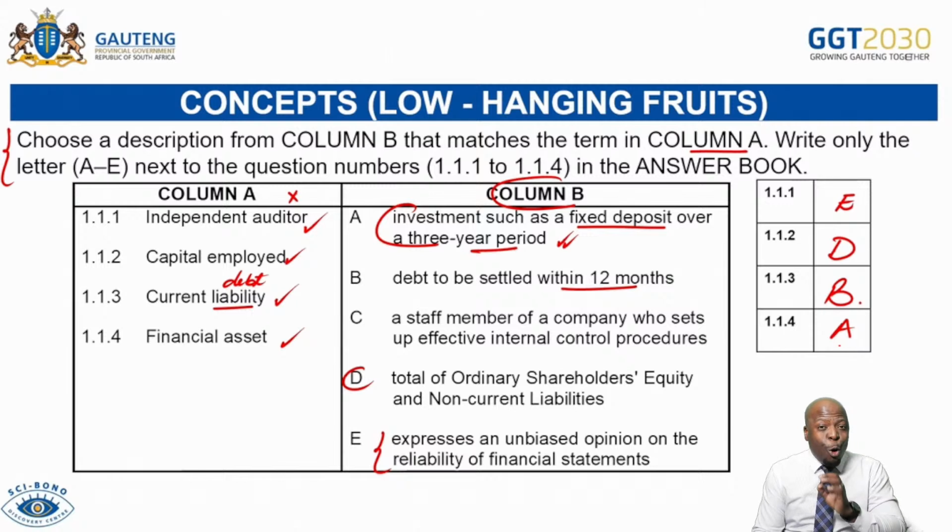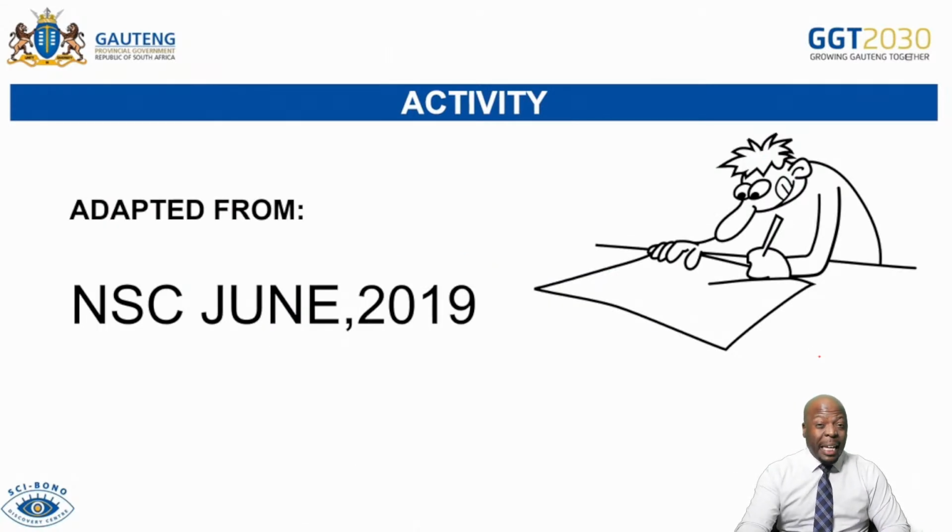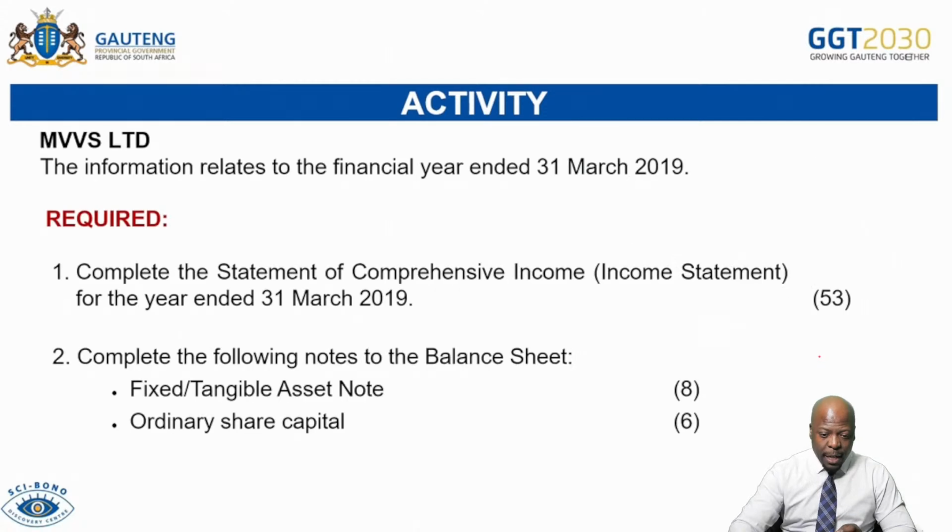Continue practicing on this type of questions. Next week, I'm going to bring again some more simple and interesting questions like this. All right. So we're going to begin, and we're going to take an extract from the NSC June 2019. Yes, it's been years. All right. And we're going to look at the statement of comprehensive income, there are some interesting adjustments that I want us to do together.